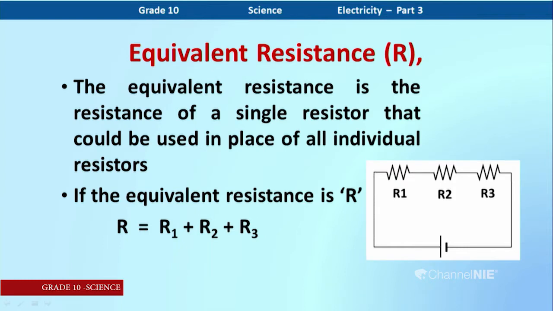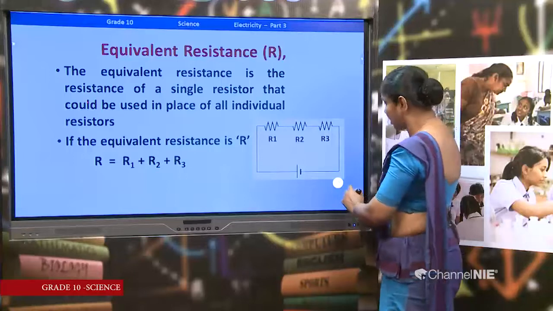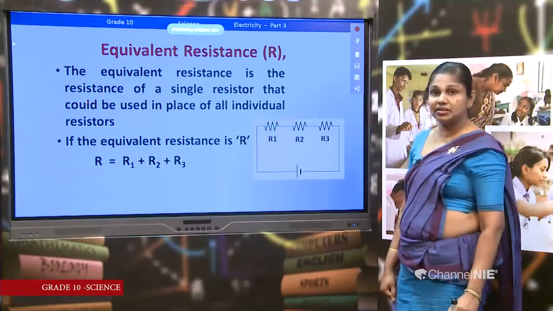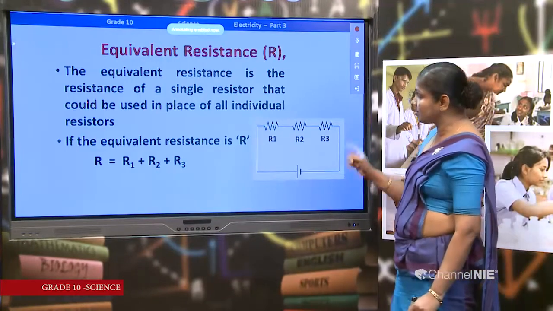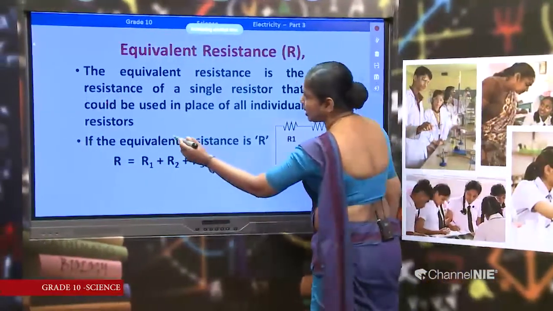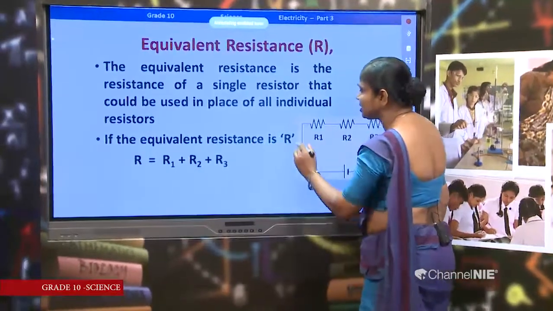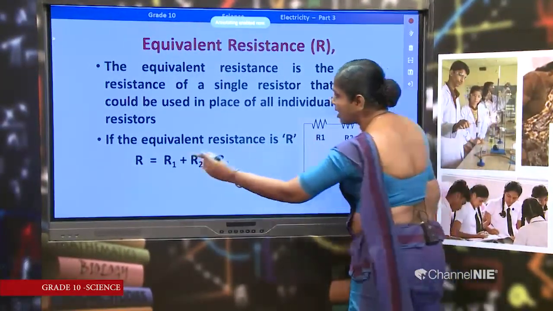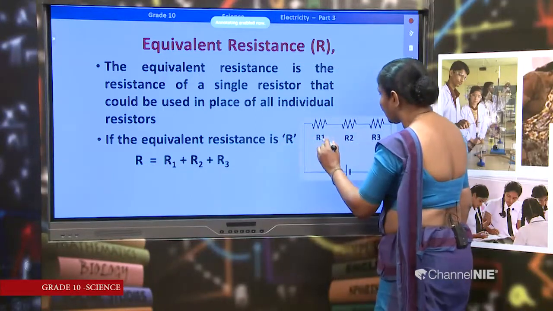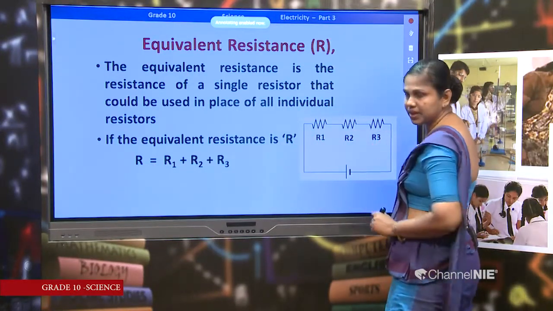Because of all three resistors, there is a certain final resistance. That final resistance because of all three individual resistors is called the equivalent resistance. This is the way we obtain the equivalent resistance of all these three resistors. Here, if the equivalent resistance is R, children, R equals R1 plus R2 plus R3.